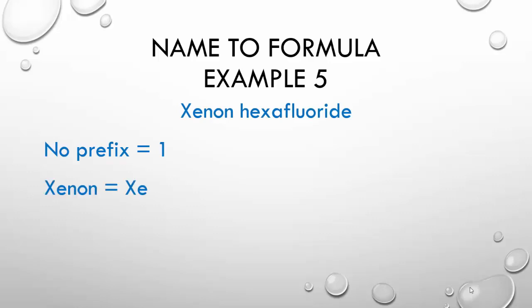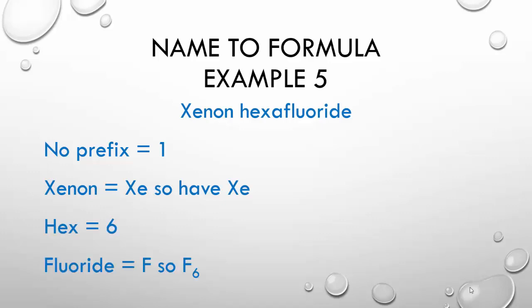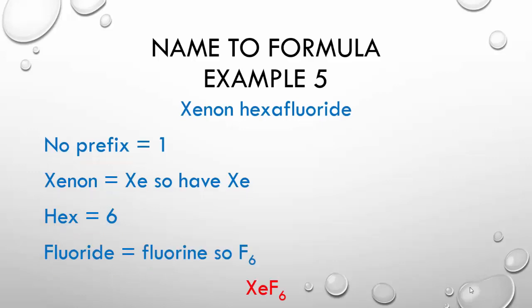So example 5, let's do another one, xenon hexafluoride. There's no prefix for 1, so xenon is Xe, so it stays Xe. Hexa equals 6, fluoride is F, so you get F6. Put them together, XeF6.